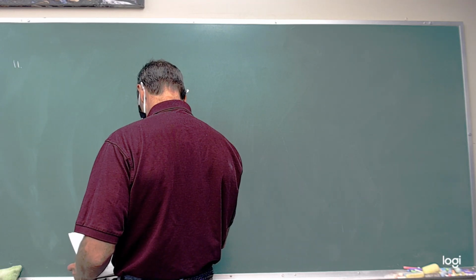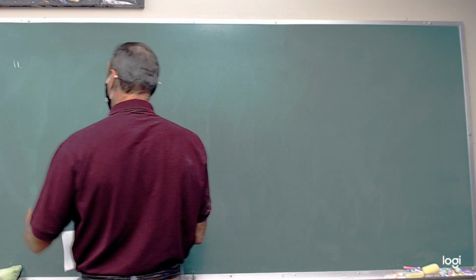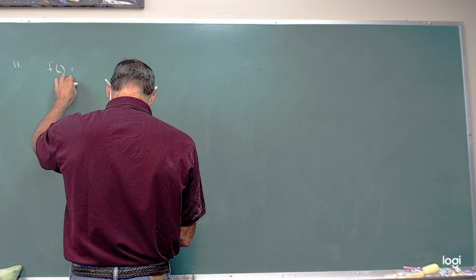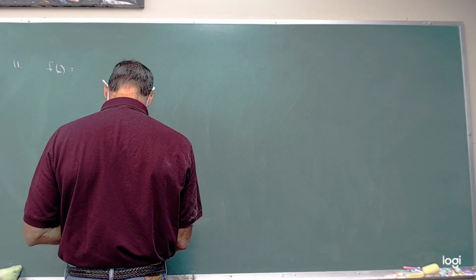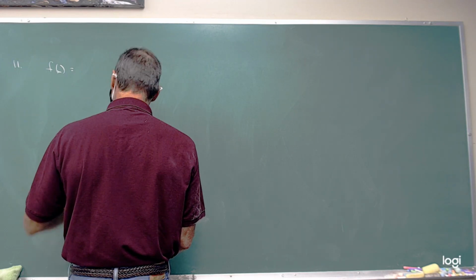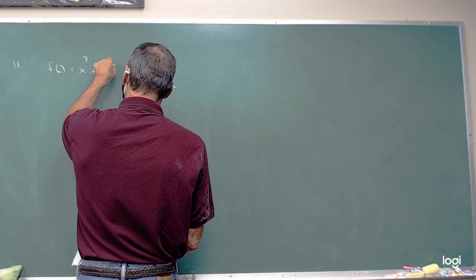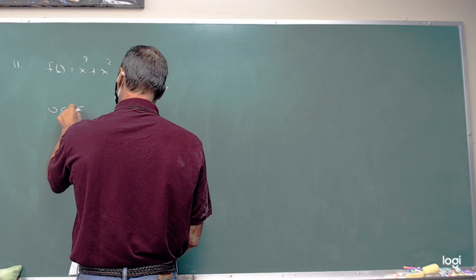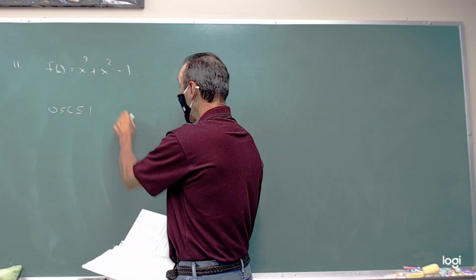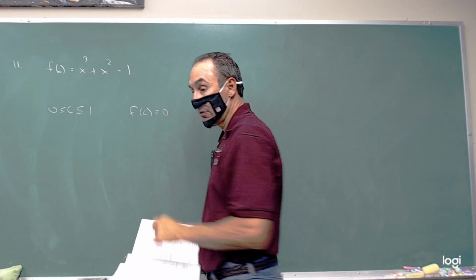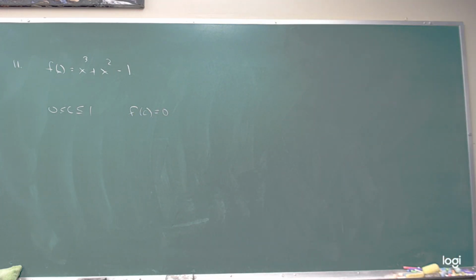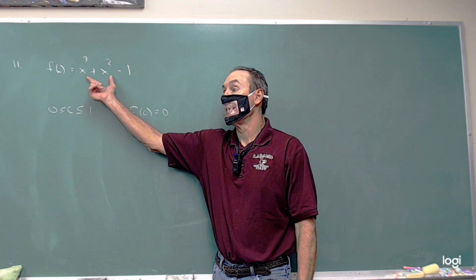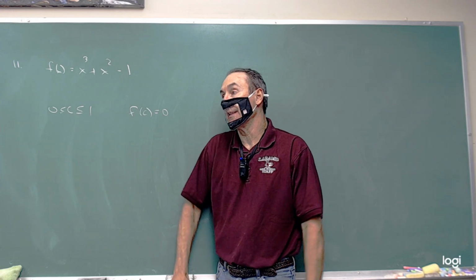Show there's a number C. Oh, yeah, I got you. So we have f of x is equal to x to the third plus x squared minus 1. And we want to know that there's a c in between 0 and 1, so that f of c must equal 0. Now notice that in the directions they are not asking you to actually find what that is. They just want you to show that this must be equal to 0 somewhere in between there.